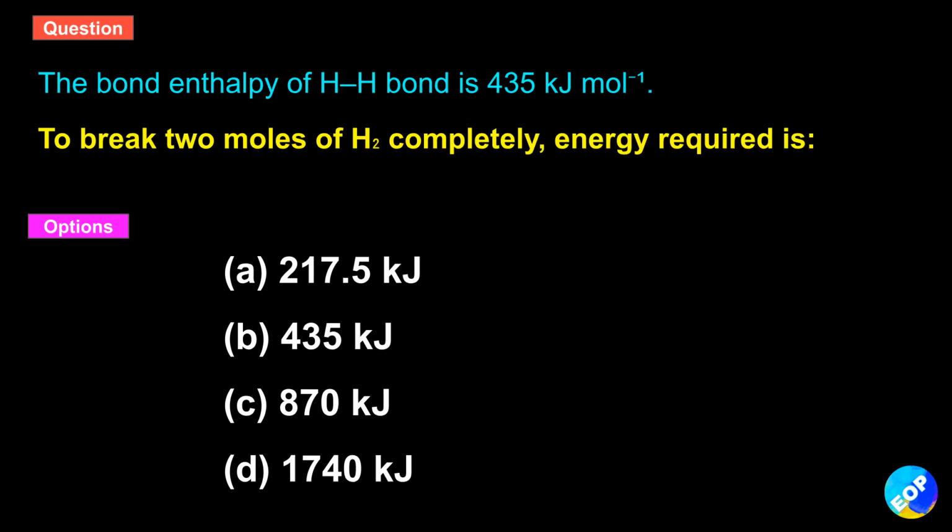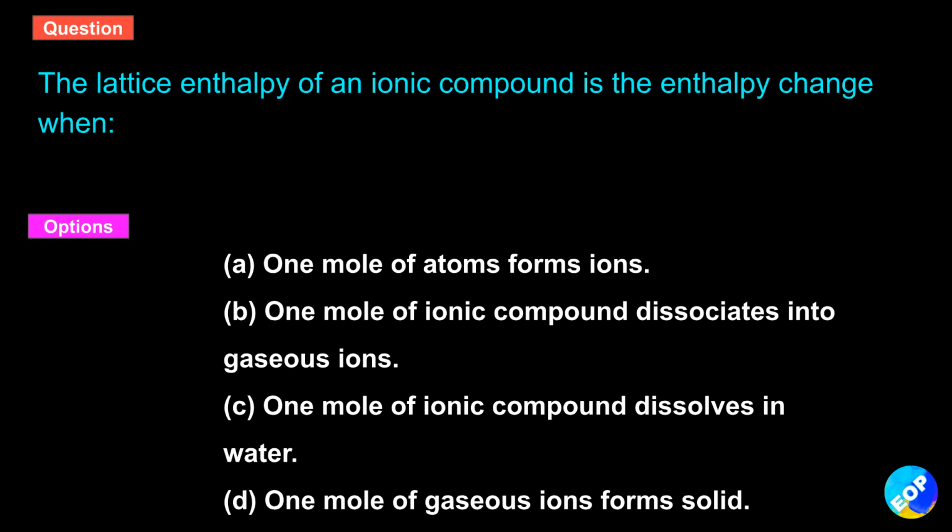The bond enthalpy of H-H bond is 435 kilojoule per mole. To break 2 moles of H2 completely, energy required is? Answer is option C, 870 kilojoule. The lattice enthalpy of an ionic compound is the enthalpy change when? Answer is option B, 1 mole of ionic compound dissociates into gaseous ions.